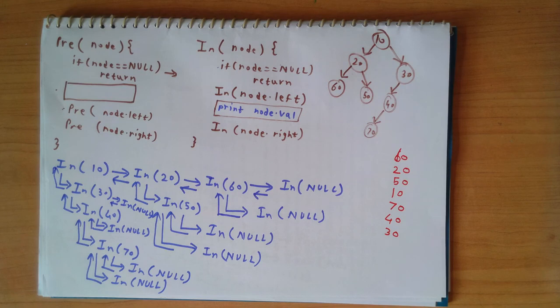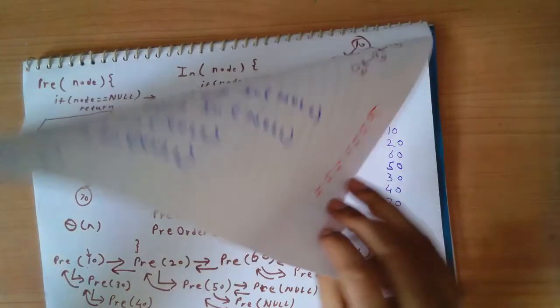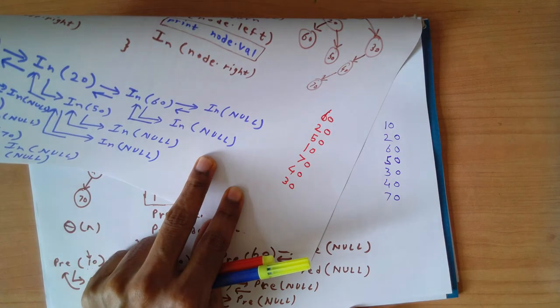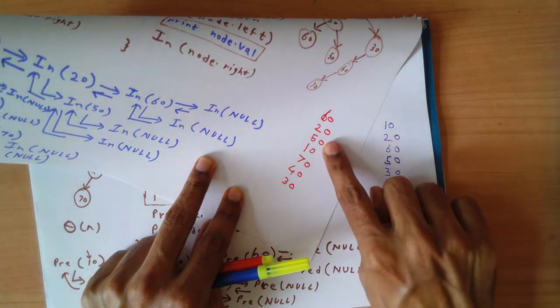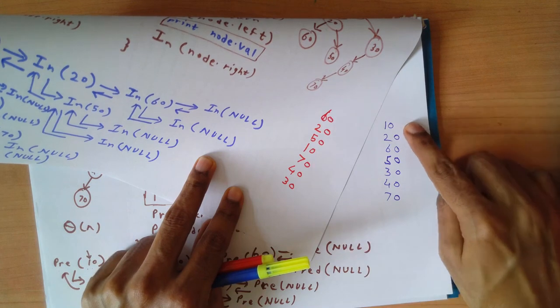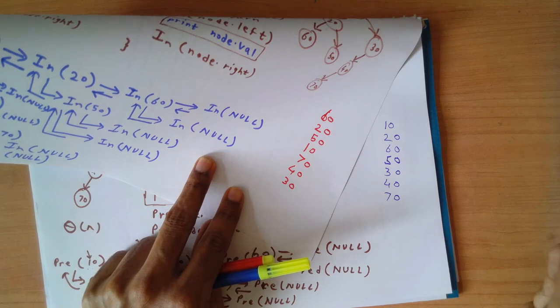So if you notice, as compared to pre-order traversal, we have a different order of output. If you look at the output order with our pre-order traversal, it was 60, 20, 50, 10, 70, 40, 30. And now we have the order 10, 20, 60, 50, 30, 40, 70. So it's a different order.